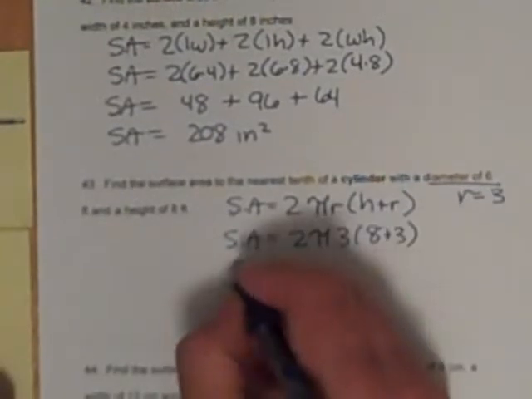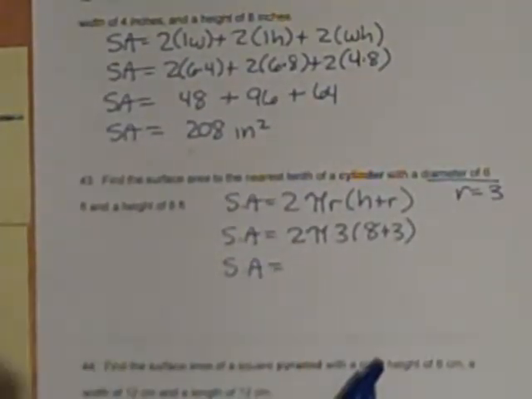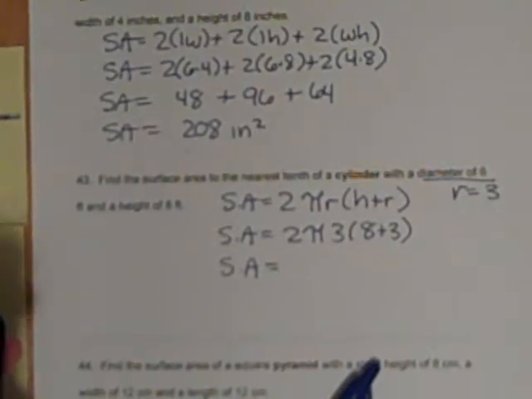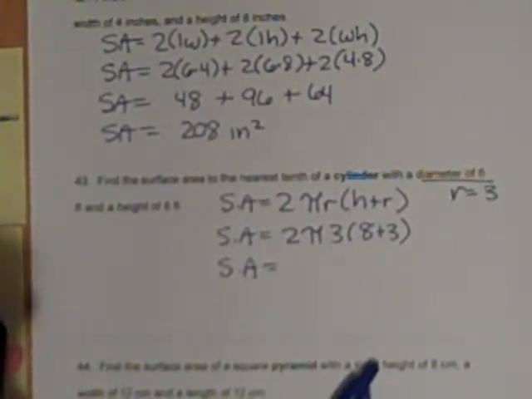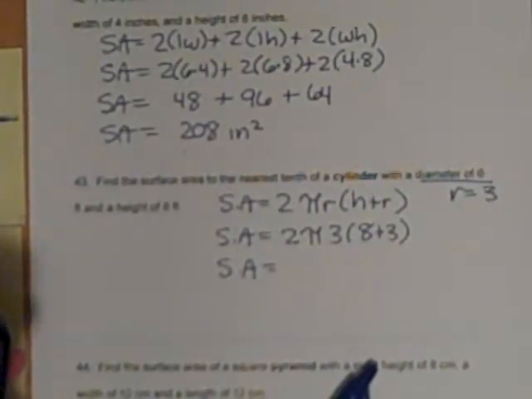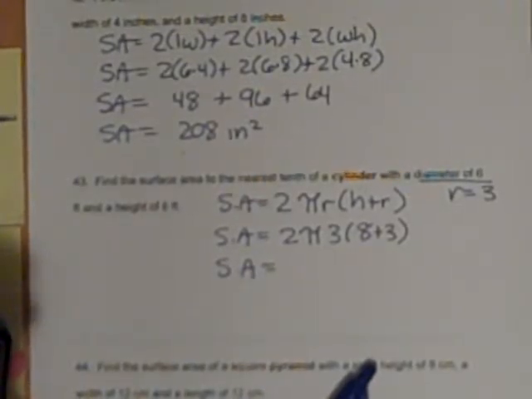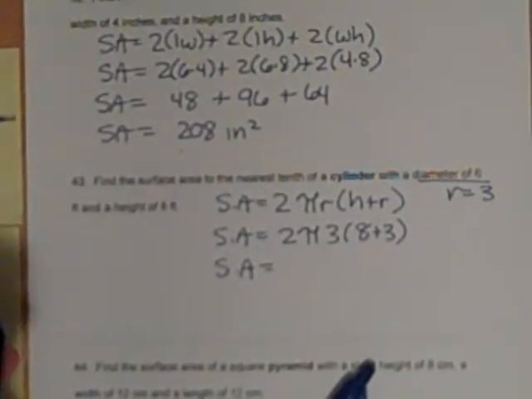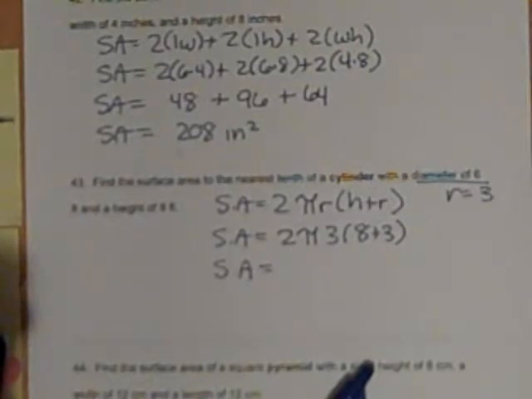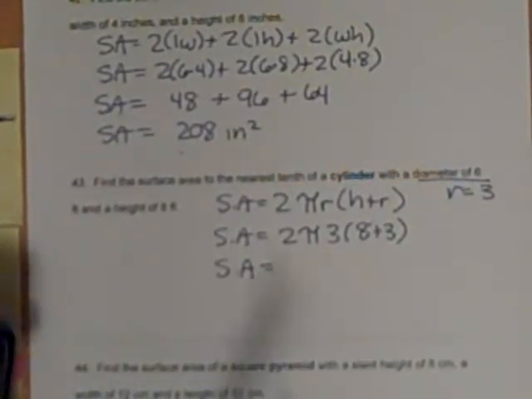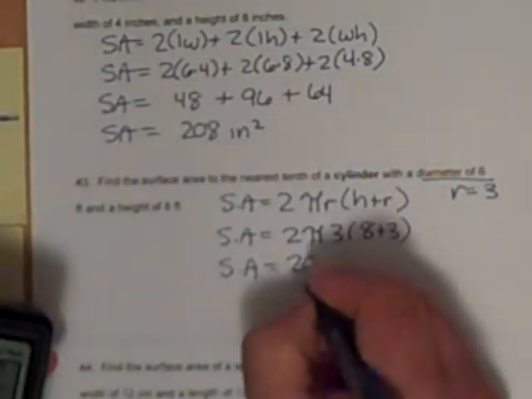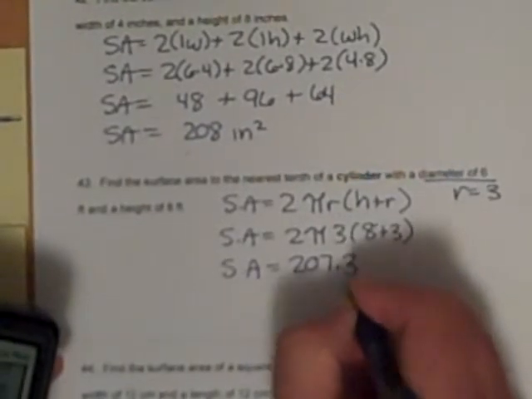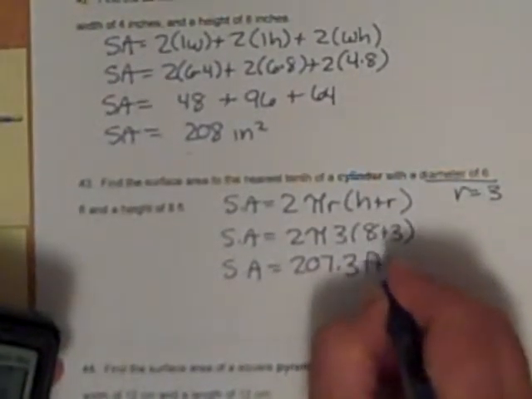And we're nearest tenth, so we're going to put pi in our calculator. So 2 pi times 3 parentheses 8 plus 3 close parentheses equals 207.3. So surface area is 207.3 feet squared.